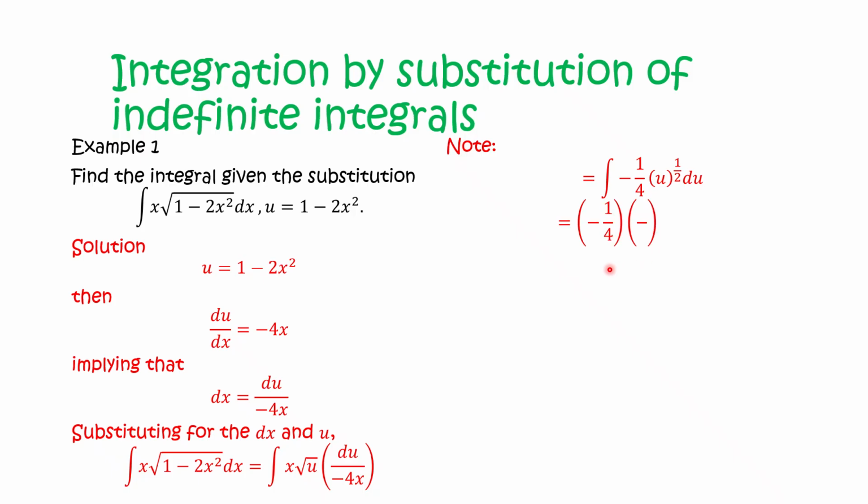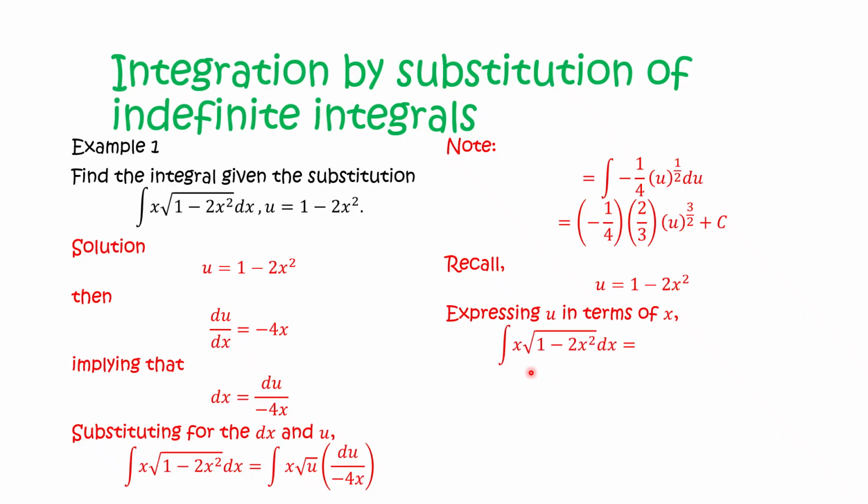So in this case, we are going to integrate so that we get minus 1 over 4 times 2 over 3 times u to the power 3 over 2 plus c. And recall, our u was equal to 1 minus 2x squared. So we substitute for u, in this case, expressing the u in terms of x.